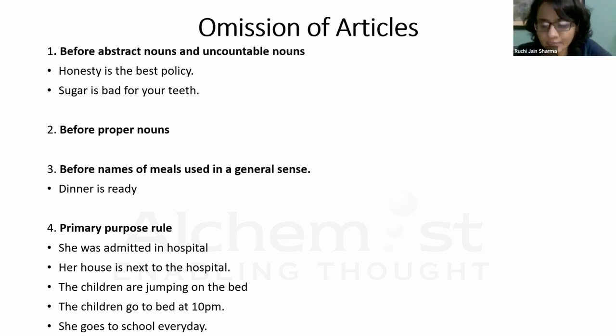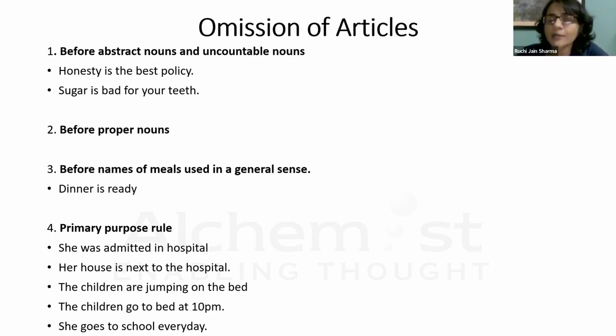Now, if in the sentence the word has been used for its primary purpose, we will not put the in front of it, right? So when I'm saying she was admitted, obviously she was admitted because she was not well, for treatment, right? So the primary purpose of hospital is being served here, so that is why I will not put the before it. Okay, but when I say her house is next to the hospital, I'm not talking about the primary purpose at all. I'm treating the hospital as a building, as a landmark, right? So that is why I can say her house is next to the hospital.